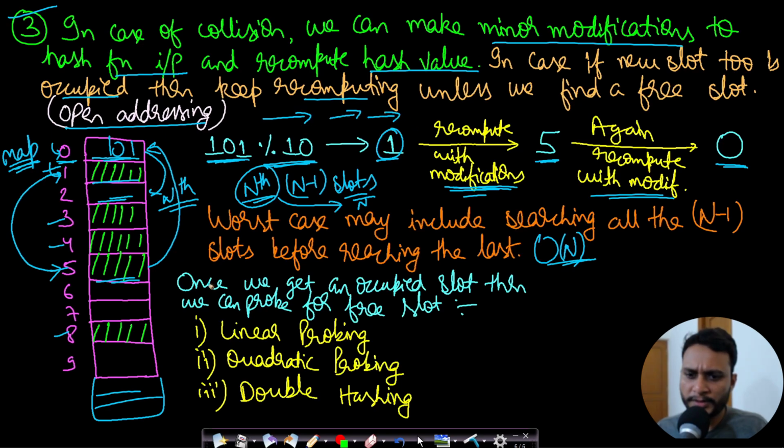In this case of open addressing, once we get an occupied slot, then we can probe for the free slot. Some of the well-known probing techniques are linear probing, quadratic probing, as well as double hashing. So I will be explaining all these in detail in my future videos.